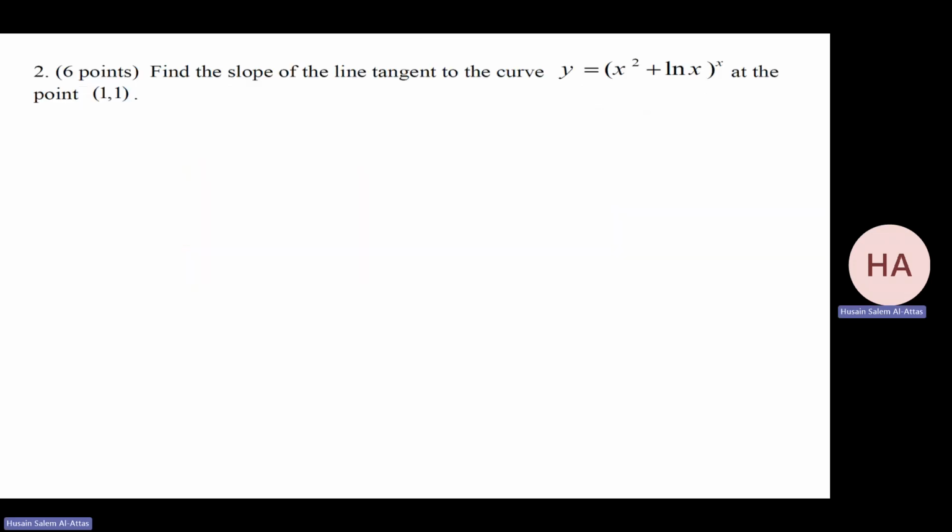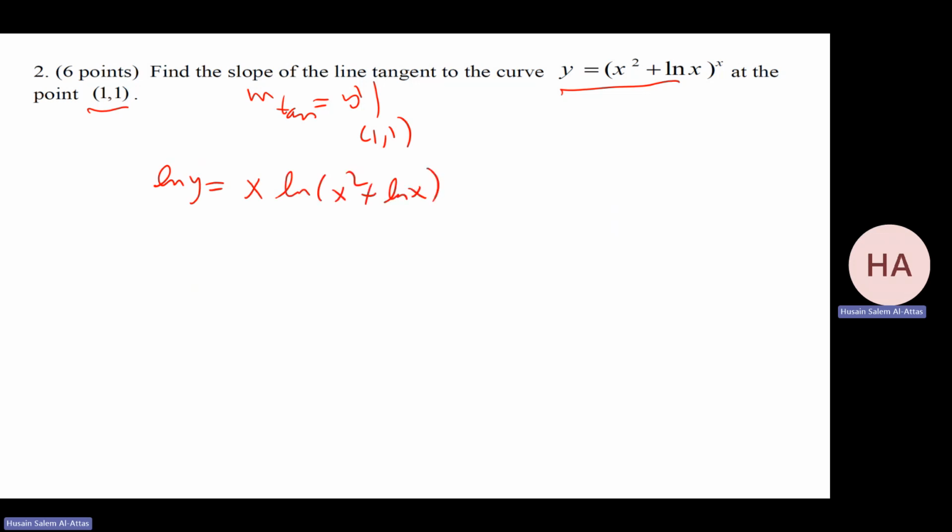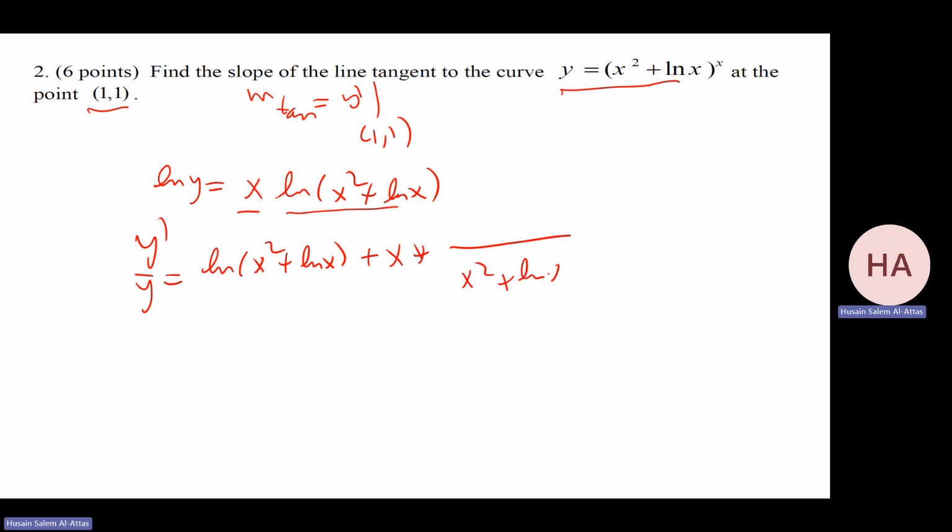By the same, find the tangent to this at the point, the slope of tangent, y prime at this point. Take ln y, which will be x ln x squared plus ln x. Y prime over y, derivative of this, which is 1, plus x, derivative of this, ln x squared plus ln x. I have 2x plus 1 over x.